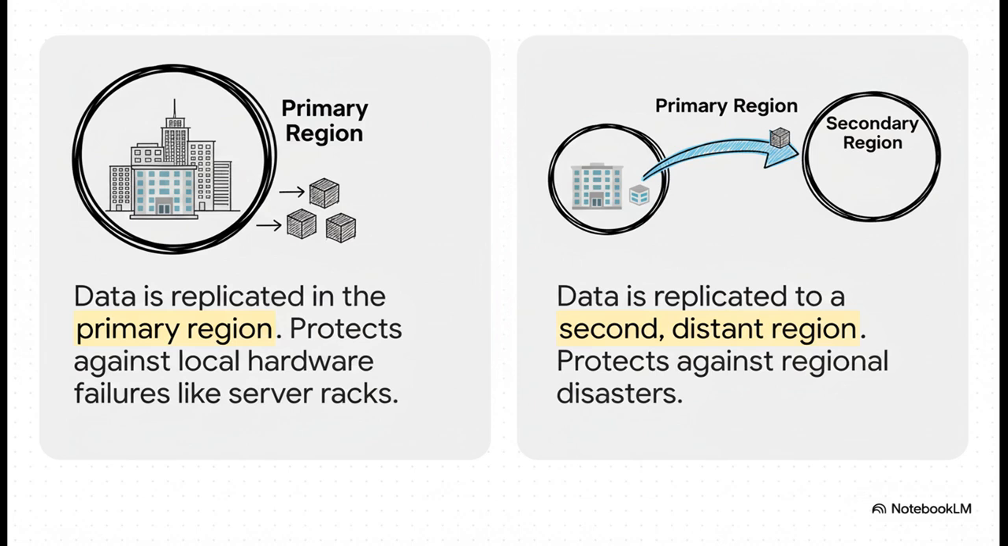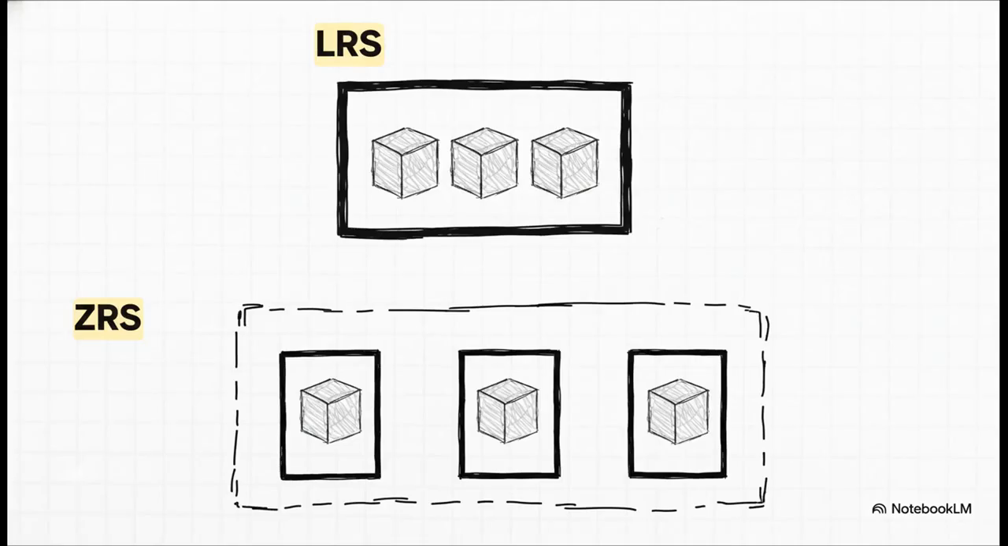Or, for the ultimate protection, you can have a second copy of your data sent to a completely different region, maybe hundreds or even thousands of miles away. That's what protects you from a major, region-wide disaster. So let's dig into that. When you stay in one region, you have two main choices. There's LRS, or locally redundant storage.